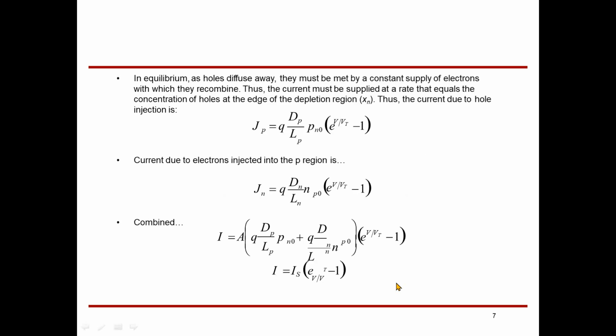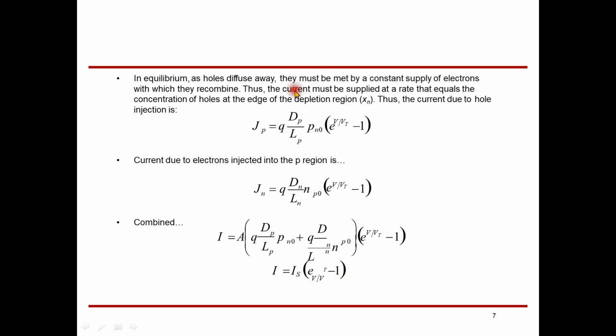So under equilibrium condition, we can represent the current density due to the holes and due to the electrons in this fashion. By adding these two, we will get the total diode current expression, that is I is equal to Is into (e power V by Vt minus 1).